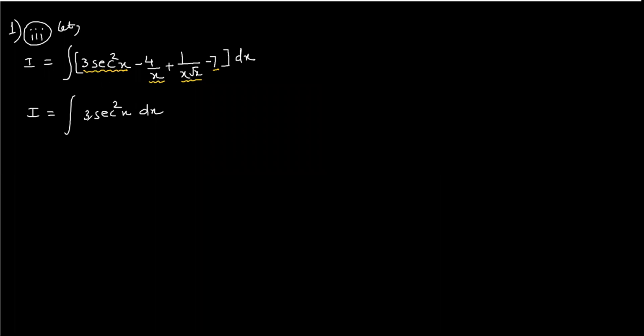So here I have integration of 3 sec square x dx minus integration of 4 upon x dx plus integration of 1 upon x root x dx minus integration of 7 dx.